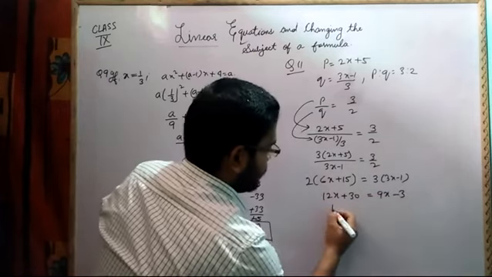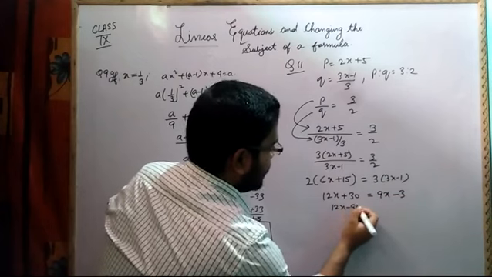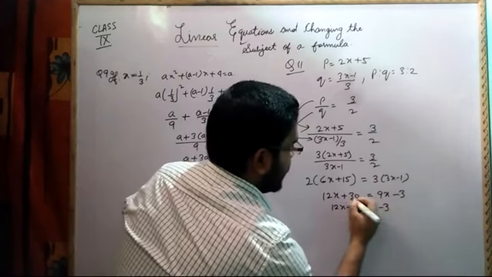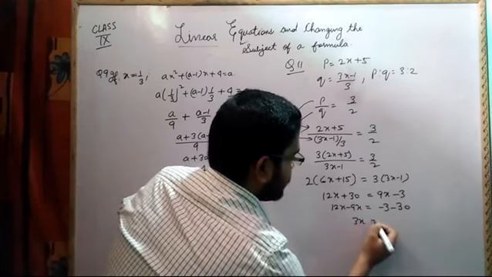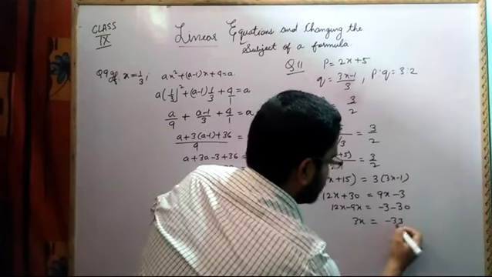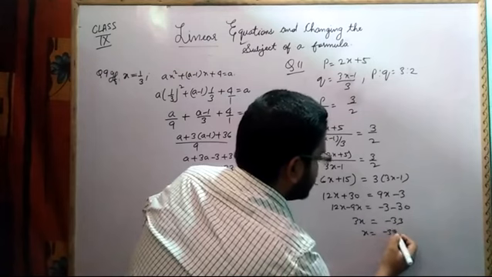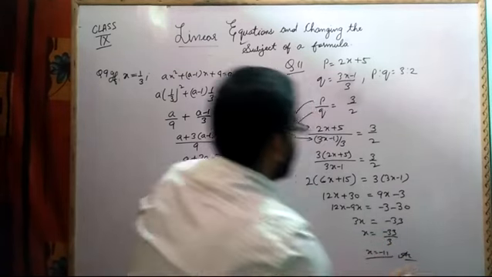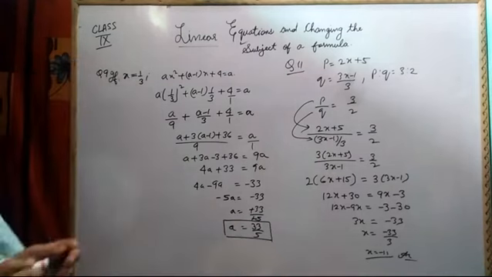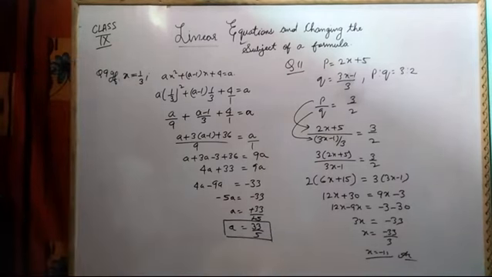Now 12x, 9x I will bring this side, then minus 3 and this will go that side, minus 30. So it is 3x is equal to minus 33. x will be equal to minus 33 by 3. x is equal to minus 11. And this is our answer. And I hope you all will be able to solve. You all will be able to complete this exercise 3A of linear equations and changing the subject of a formula.